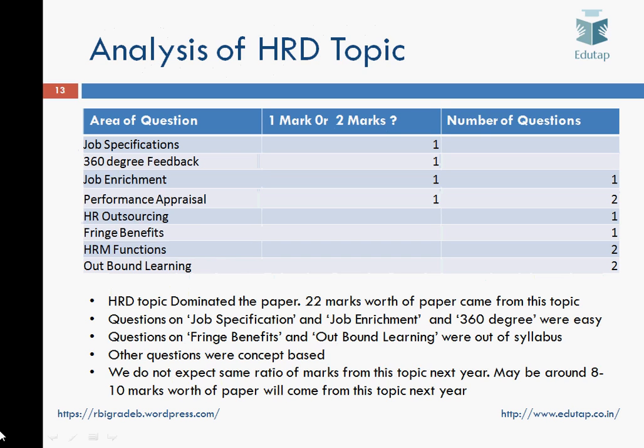Next we discuss the HRD topic. Well, this can be described as a god of all topics which dominated the 2016 RBI Phase 2 exam. There was total of 22 marks worth of paper from this section or the topic. There were many direct and easy questions like the questions on job specifications, job enrichment and 360-degree feedback. Some questions such as questions on fringe benefits and outbound learning were out of syllabus. Other questions were concept based.